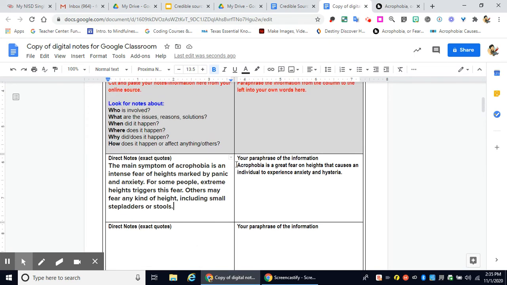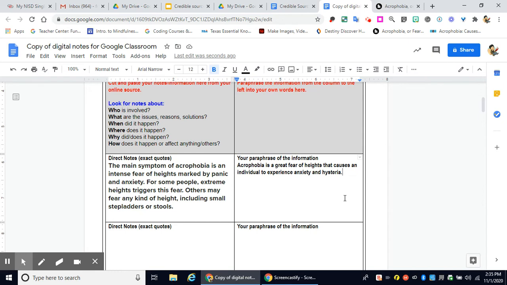Okay, so that's what I've done right here. I paraphrased the first sentence. The first sentence is: the main symptom of acrophobia is an intense fear of heights marked by panic and anxiety. I put it in my own words and I said acrophobia is a great fear of heights that causes an individual to experience anxiety and hysteria. Okay, so I'm getting across the same idea, but I put it in my own words.